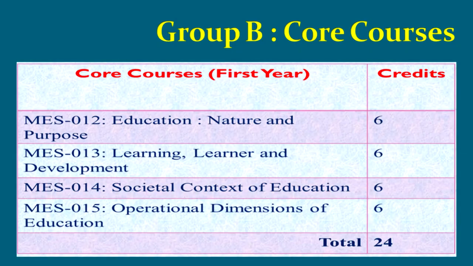And in the second group, that is the core courses, you will find four different courses. The course code is MES012, Education, Nature and Purpose. This is a 6-credit course. And all these four courses are studied in the first year of your program. Then MES013, Learning, Learner and Development. This is also a 6-credit course. MES014, Societal Context of Education. This is a 4-credit course. And MES015, Operational Dimensions of Education. This is also a 6-credit course.